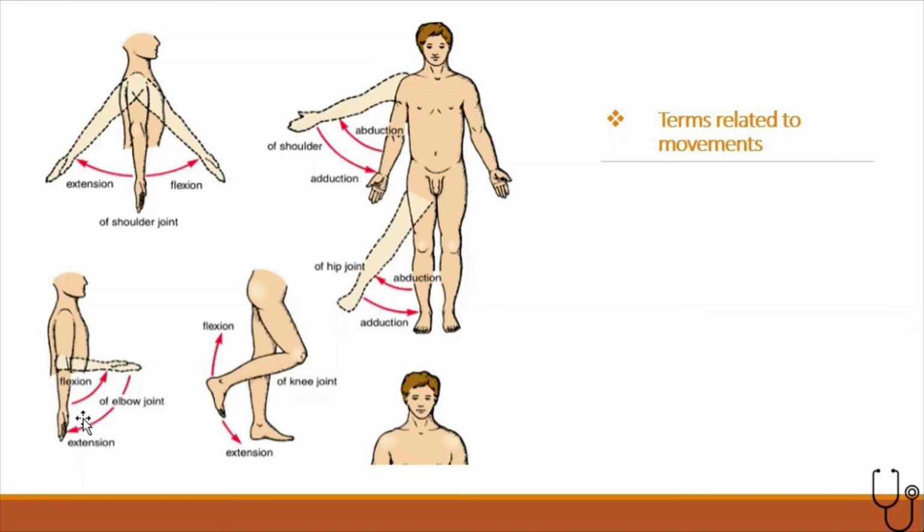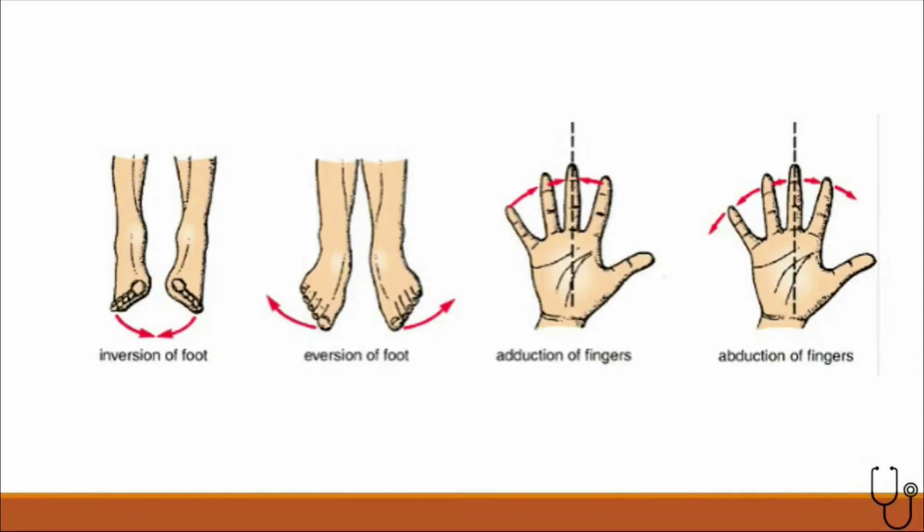Then you can also see in this picture the flexion and extension of the elbow joint. This is called the forearm, and this is the arm. The forearm goes towards the arm in the flexion of the elbow joint. In this red arrow, you can see the extension of the elbow joint.